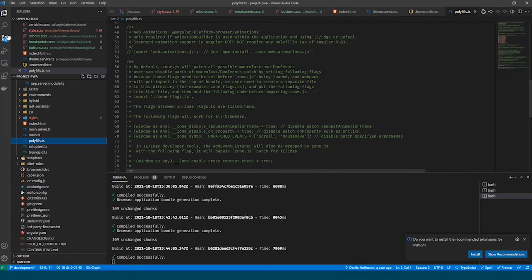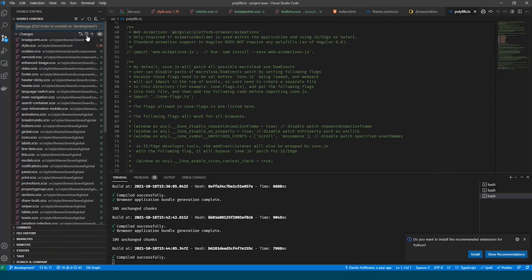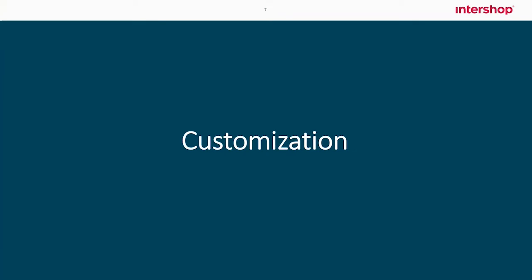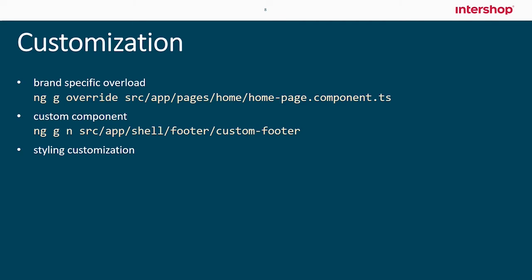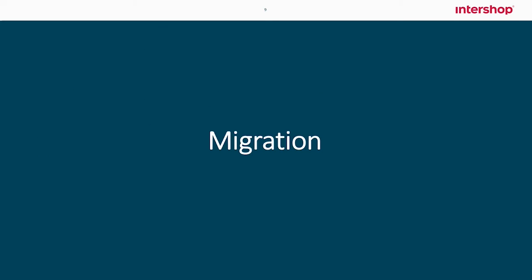So, so far we have 4 changes. I will do a commit with the brand styles. And then we are through with the customization part, I would say. We have done the brand-specific overload, we have done a custom component, and we have talked about the styling customizations. So let's get to the migration part.